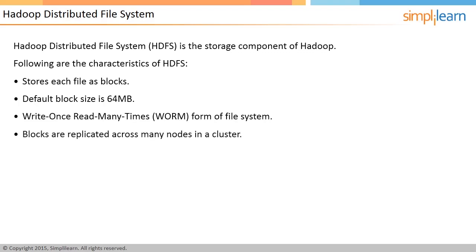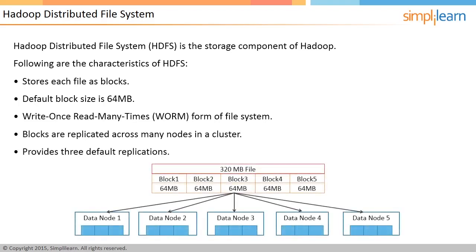For example, a 320 megabyte file is stored into HDFS. The file is divided into 5 blocks, each of size 64 megabytes, as 64 multiplied by 5 is 320. If there are 5 nodes in the cluster, each block is replicated to make 3 copies, to result in a total of 15 blocks. These blocks are further distributed to the 5 nodes so that no 2 replicas of the same block are on the same node.